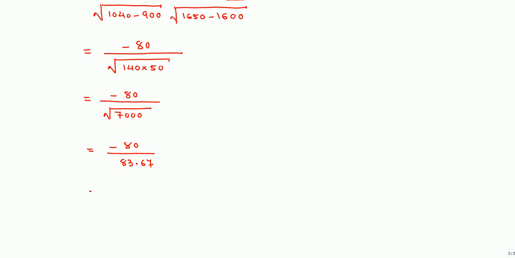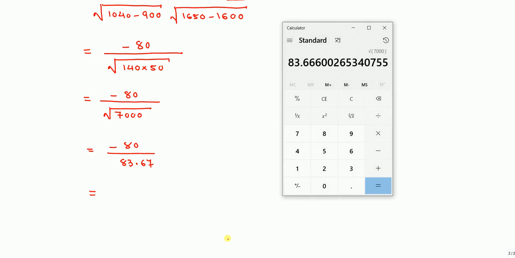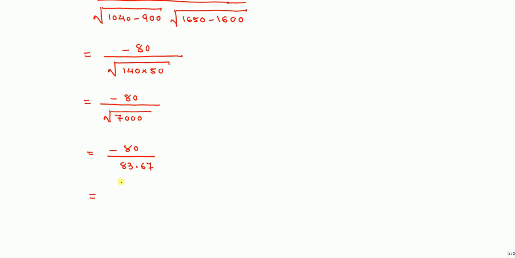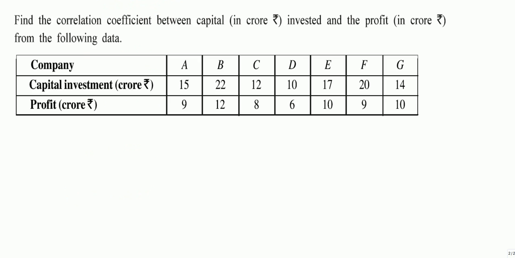Okay, now divide 80 by 83.66. 80 divided by 83.66 is 0.96, so minus 0.96 is our answer. So r equals minus 0.96. And here is your homework. Answer of this sum is r equals 0.82.